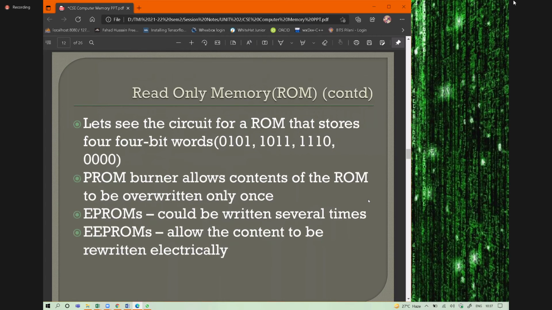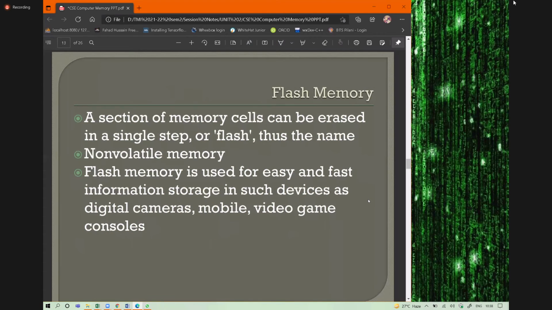After that, read-only memory is there. Already we have seen the different types of ROMs: PROM, programmable read-only memory, erasable programmable read-only memory, and electrically erasable programmable read-only memory. These are the different categories of ROM. And in ROM, one more category is there that is called flash memory. This is also electrically erasable programmable read-only memory. That is permanent in nature, non-volatile in nature.